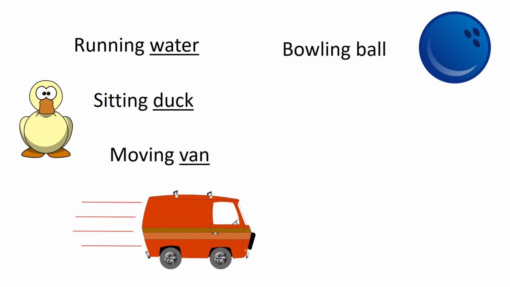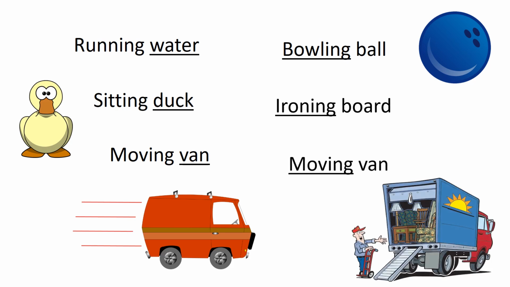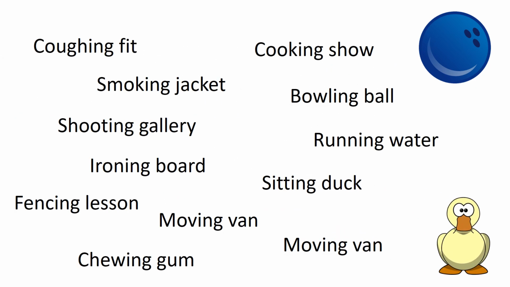Stressing the first word of the pair conveys a different relationship. So a bowling ball is not a ball that is bowling, but rather a ball used for bowling. Similarly, an ironing board is a board used while ironing, and a moving van is a van used for moving one's possessions, even when it's standing still. Other relationships are possible as well. A shooting gallery is a place where one shoots. A fencing lesson is a lesson where one learns to fence. A smoking jacket is a garment worn while smoking.